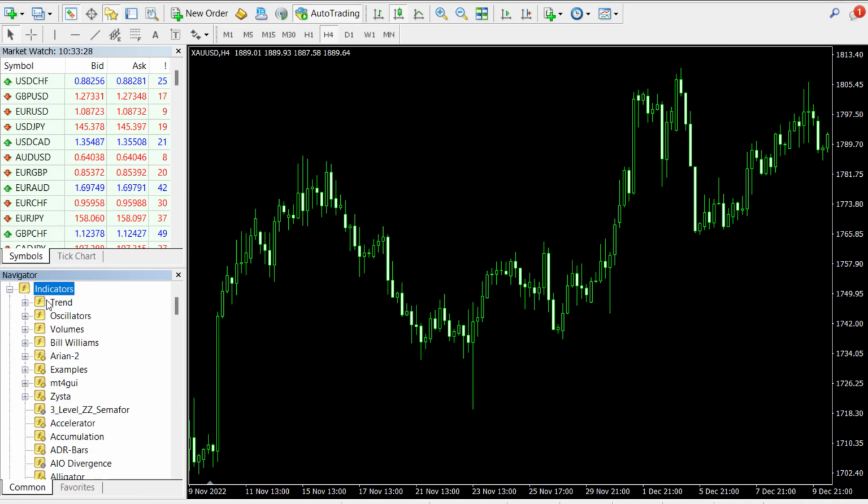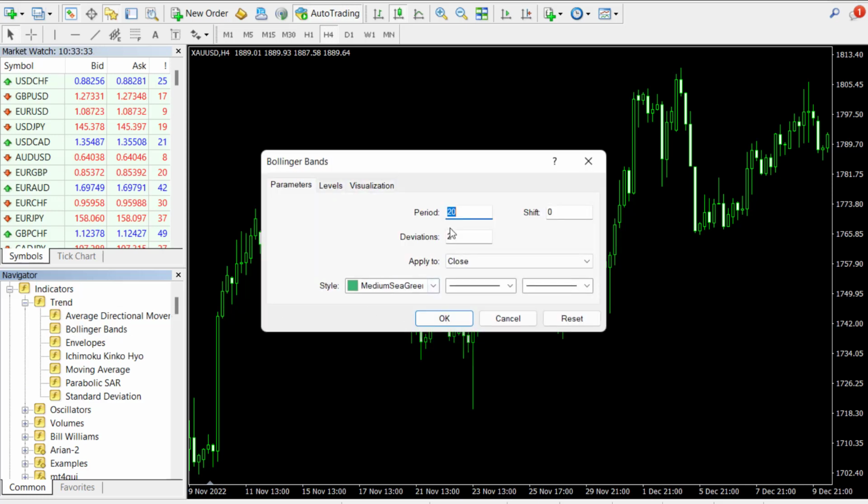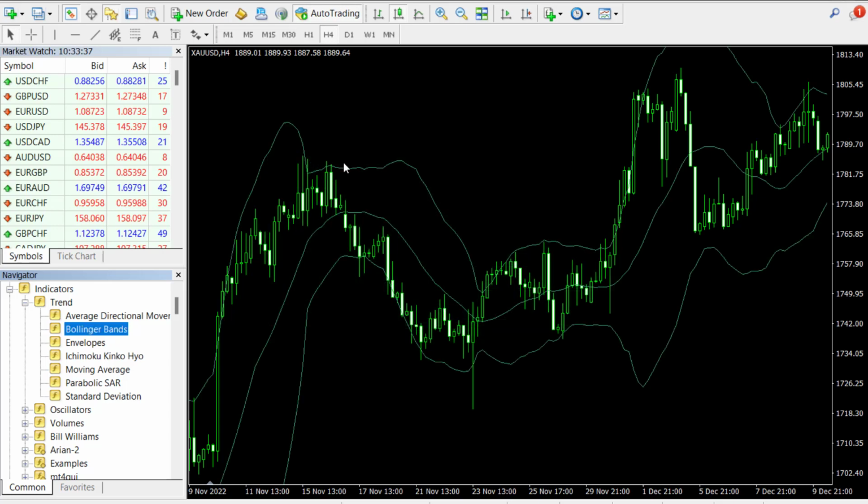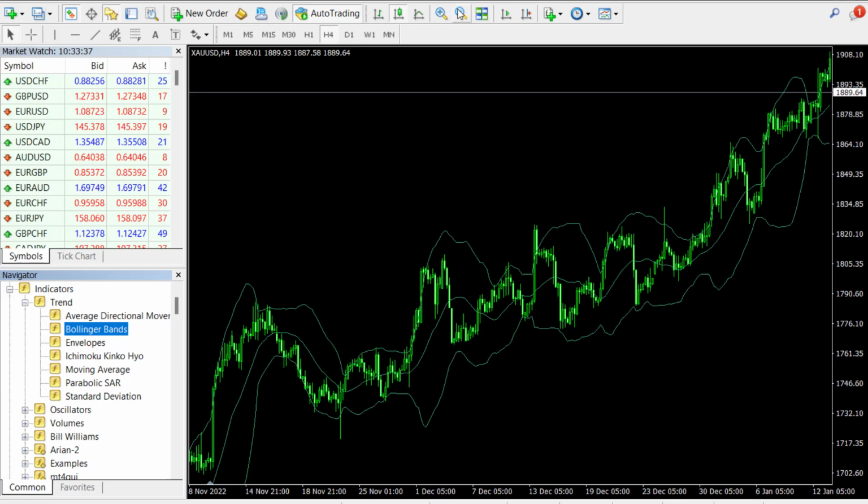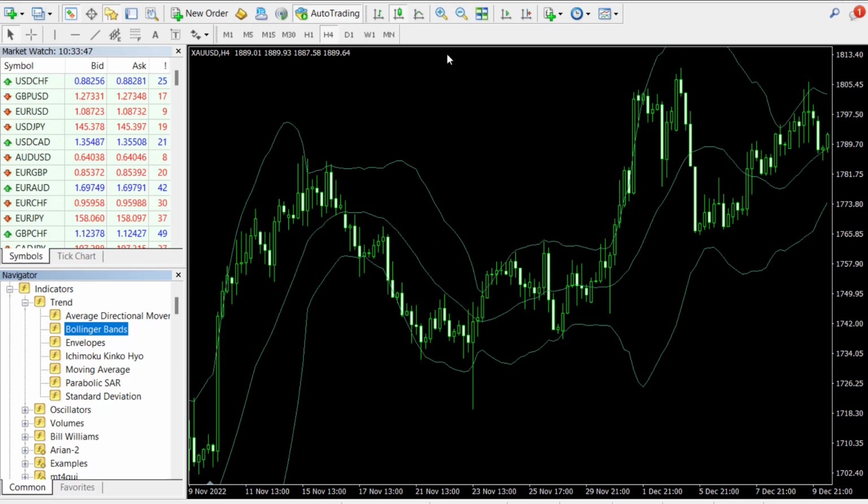Bollinger Bands is a widely used technical indicator in Forex trading and other financial markets. It was developed by John Bollinger in the 1980s. Bollinger Bands are designed to provide insights into the volatility and potential price reversal points in a market. The indicator consists of three components: the middle band and two outer bands.